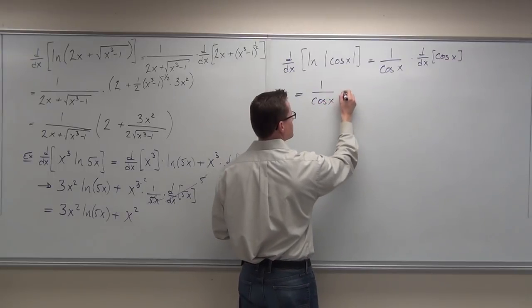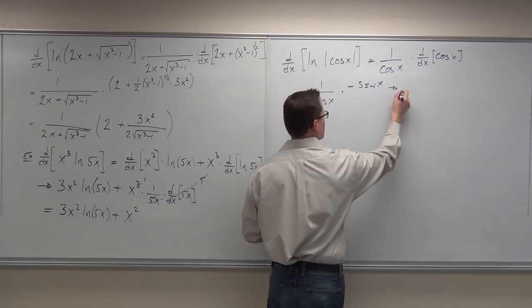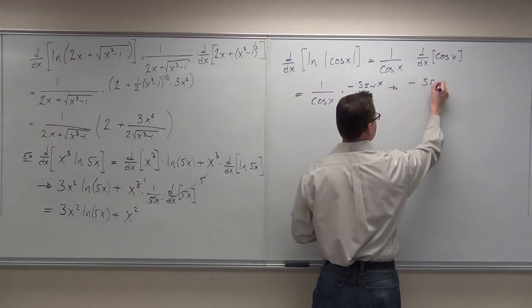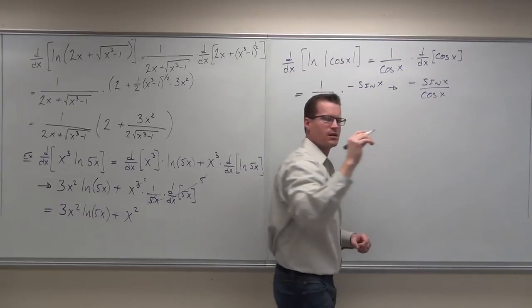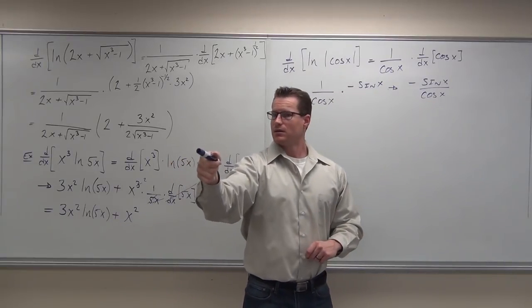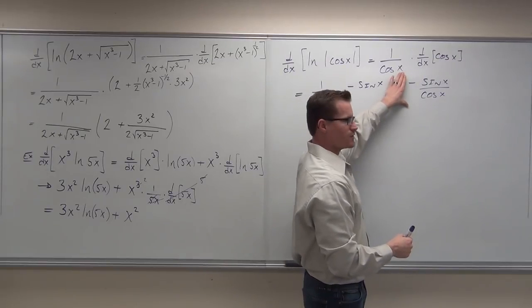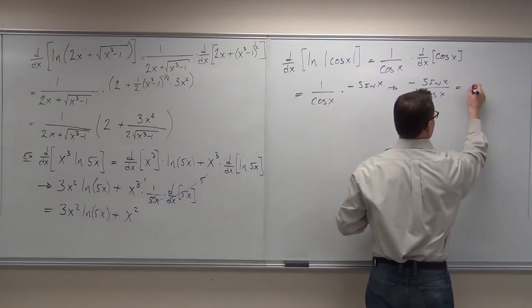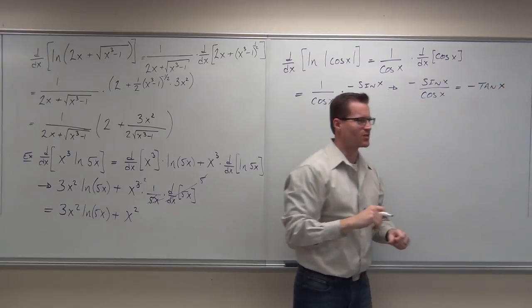1 over cosine x times negative sine x. Let's put that together. We got negative sine x over cosine x. Negative tangent of x. Say it again. Negative tangent of x. Perfect. That's tangent, so this is negative tan x. Cool, that was interesting, wasn't it?